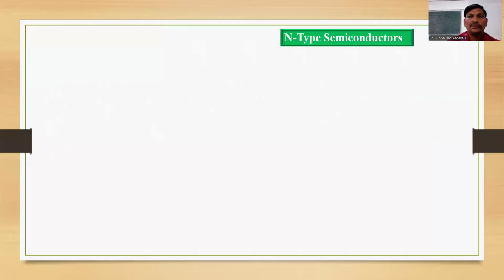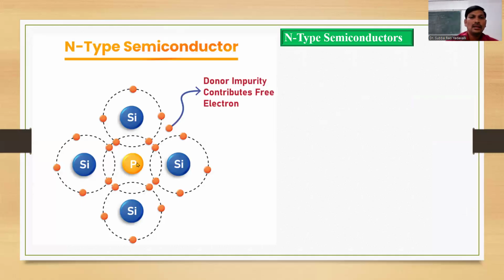How do these form N-type semiconductors? Here, phosphorus has 5 valence electrons and silicon has 4 valence electrons, and each phosphorus shares 4 electrons with 4 other silicon atoms. So each phosphorus atom is surrounded by 4 other silicon atoms.